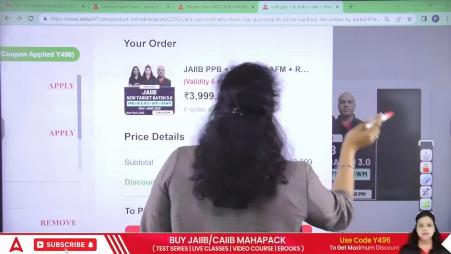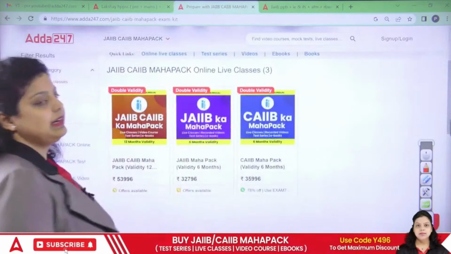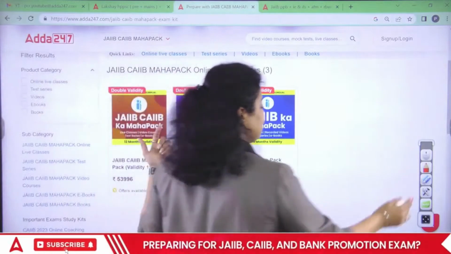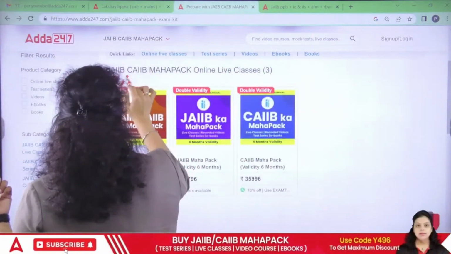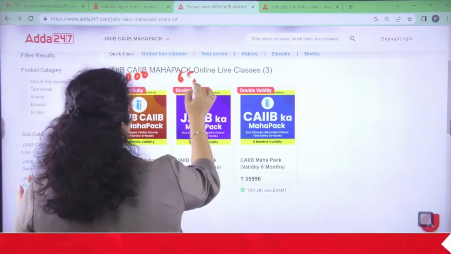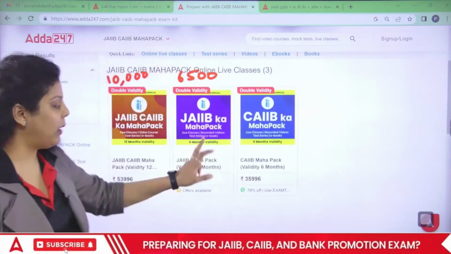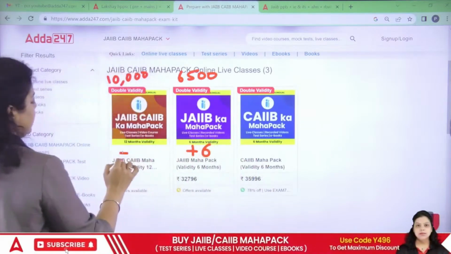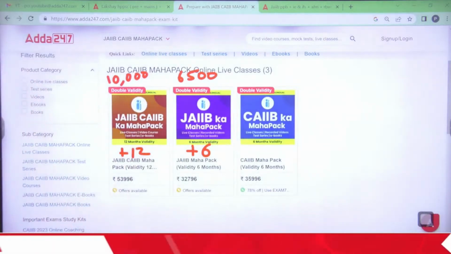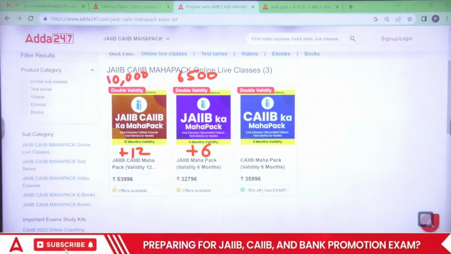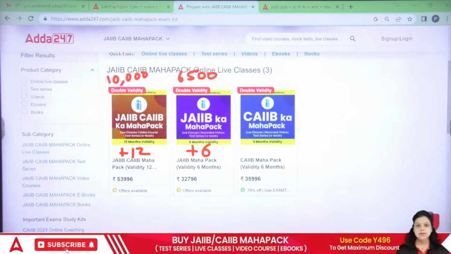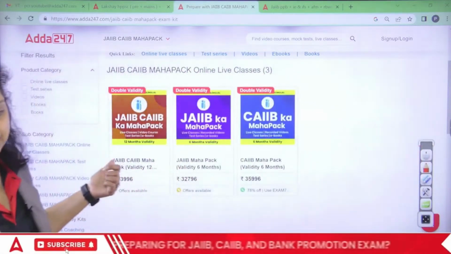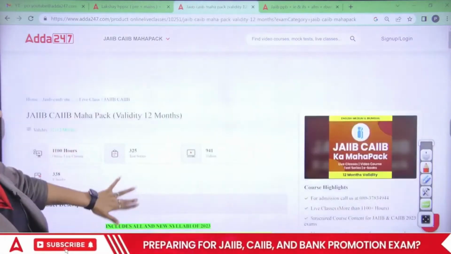Now the much better option apart from that will be your Mahapacks, because you can see double validity is going on and the 81% discount is also there. If you want to go with the JAIIB CIB Mahapack, around 10,000 something you have to pay here. If you want to go with the JAIIB Mahapack, you have to pay around 6,500. You can see only 1 year validity is there, 6 plus 6 months validity, and it will be covering only JAIIB. The other will have 12 plus 12 months, which means 2 years validity, and both JAIIB and CIB will be covered. The CIB elective paper as well as compulsory paper, everything will be available. And you can see the price difference, so the much better option to invest will be the JAIIB CIB Mahapack, if you do the cost benefit analysis, but it's up to you.